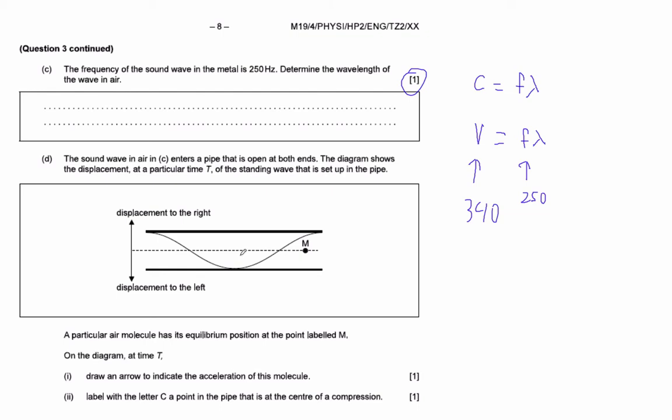Okay, so what I'm trying to say is that the motion of these particles is left and right, and that's what they're saying here. It's a little hard to interpret these graphs. You have to slow down and think about what this means. On the diagram at time t, draw an arrow to indicate the acceleration of this molecule.